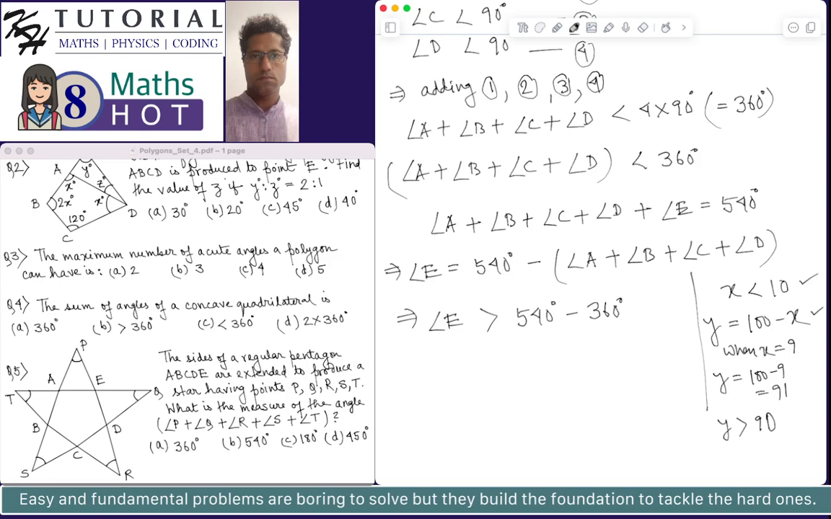See, if you keep on putting values of x, where x is less than 10, so x can have values 9, 8, 7, 6, 5, 4, like this. If you keep on putting the values, you will see that the value of y will keep on increasing. And when x was 9, the value of y was 91. So it started from 91 and it kept on increasing. So we can say that the value of y is greater than 90.